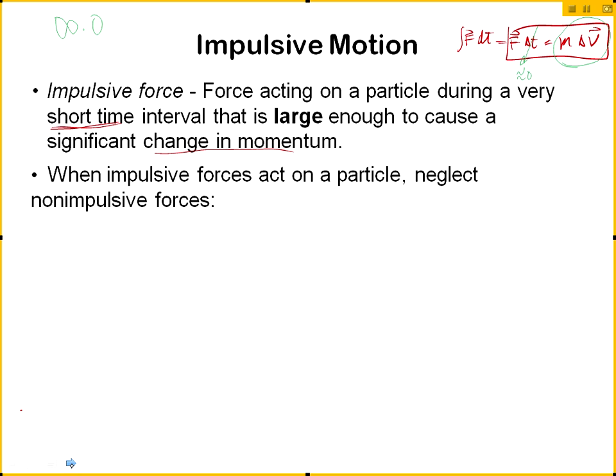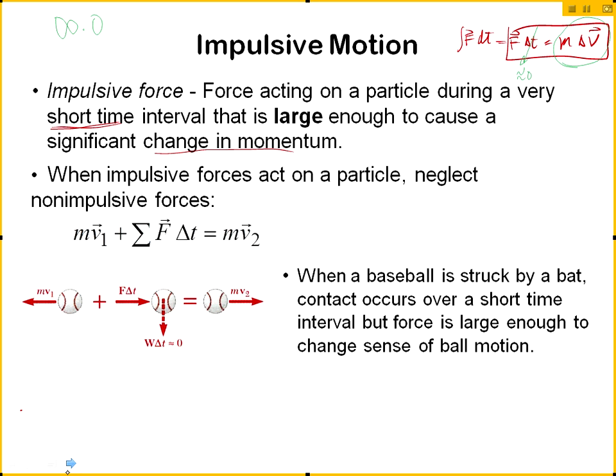So one approximation we usually apply when there are impulsive forces acting on the system is that we neglect non-impulsive forces. An example is the baseball bat. Here's the baseball flying. It was struck with a bat. We know that this force between the baseball bat and the ball is impulsive. It's really big, and that force is the main reason why the motion of the baseball changed.